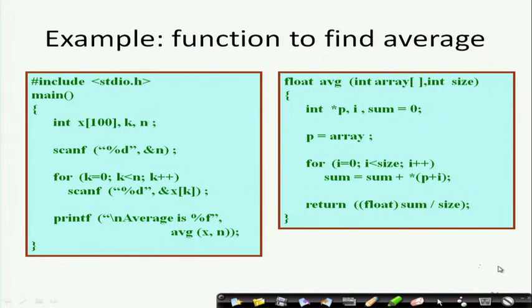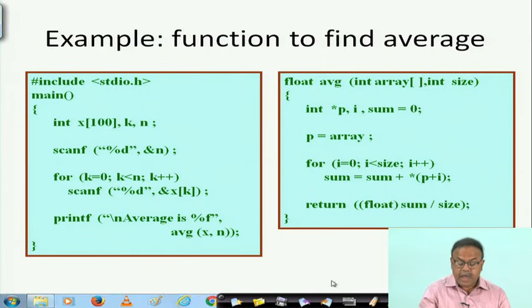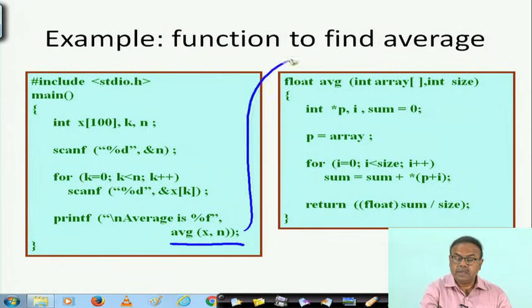So, here is a function to find average. Here you see we have got a main program where I have got an array of 100 elements. For k from 0 to n, I am reading x[k], and then I am calling average(x, n). Now, here what goes into average(x, n), you have seen this. Now, I am passing the pointer.